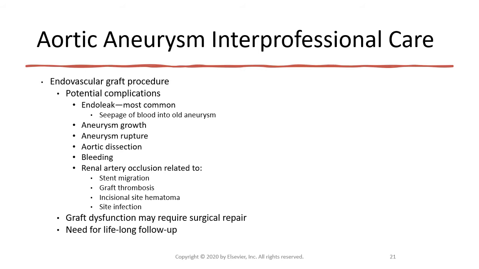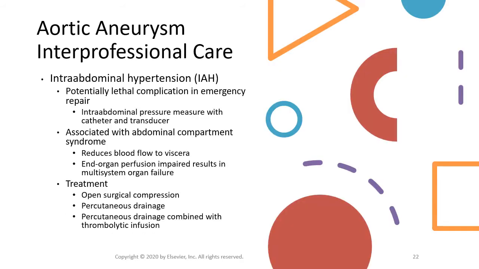Patients undergoing EVAR need periodic imaging for the rest of their lives to monitor for an endoleak, document stability of the aneurysm sac, and to determine the need for surgical intervention. A potentially lethal complication of emergency repair of a AAA is the development of intra-abdominal hypertension, or IAH, with associated abdominal compartment syndrome. Persistent IAH reduces blood flow to the viscera. Abdominal compartment syndrome refers to the impaired organ perfusion caused by IAH and the resulting multisystem organ failure.